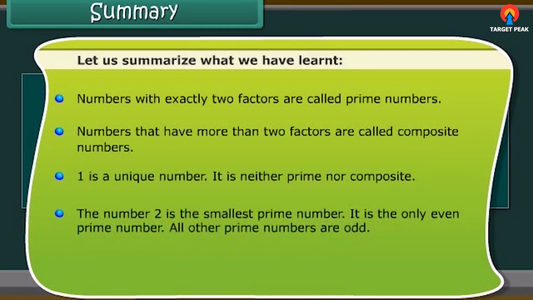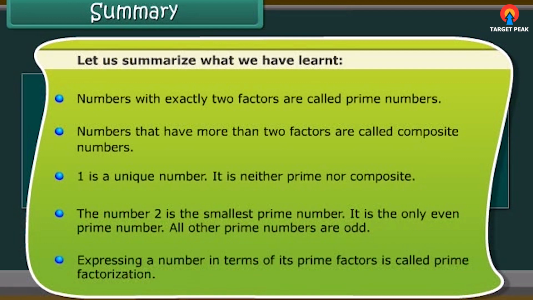The number 2 is the smallest prime number. It is the only even prime number. All other prime numbers are odd. Expressing a number in terms of its prime factors is called prime factorization.